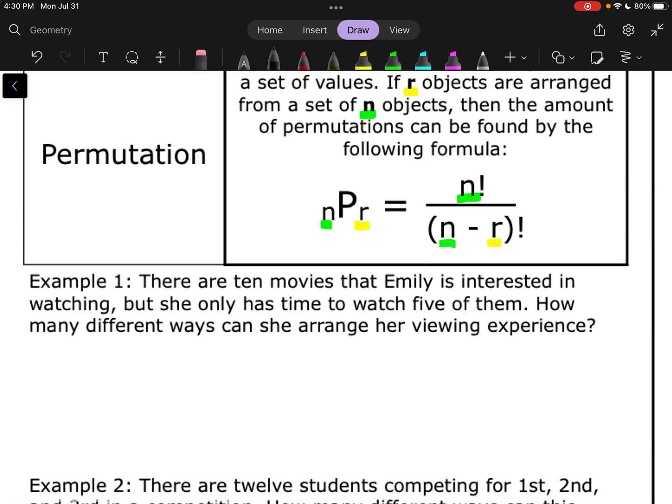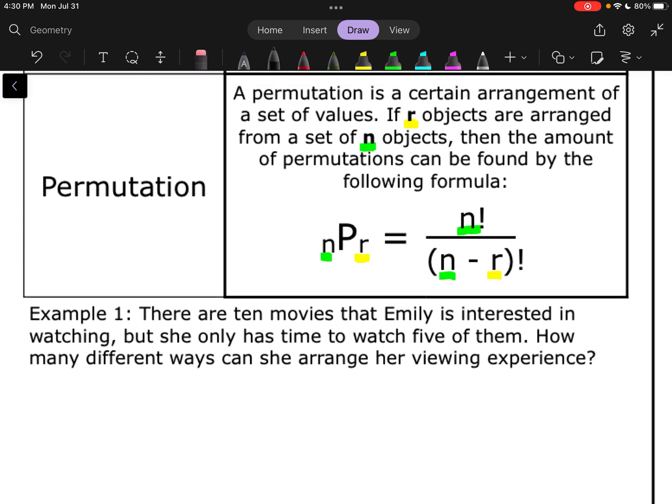All right? So let's look at example 1 here and let's give this thing a shot. It says there's 10 movies that Emily is interested in watching, but she only has time to watch 5 of them. How many different ways can she arrange her viewing experience? So she wants to kind of pick one movie to watch first, one for second, one for third, right? The order of this matters. She's arranging a viewing experience. But you can only watch 5 out of the 10. So in this case, we are going to do 10p5. We are choosing 5 movies out of 10, right? So this would be 10 factorial over 10 minus 5 factorial.